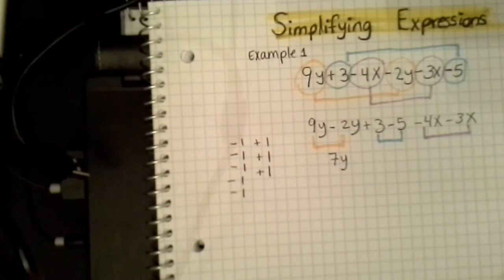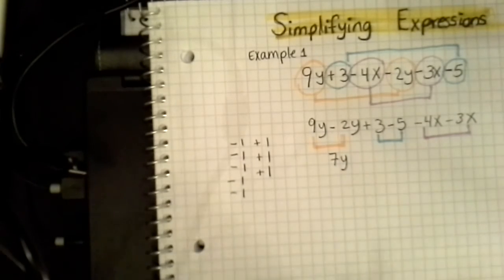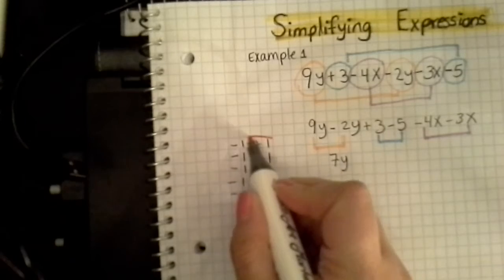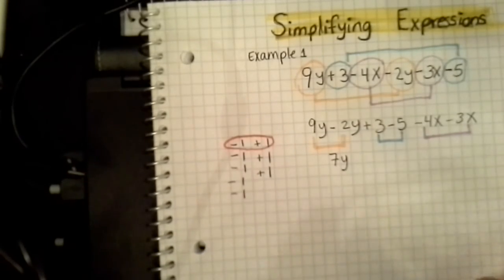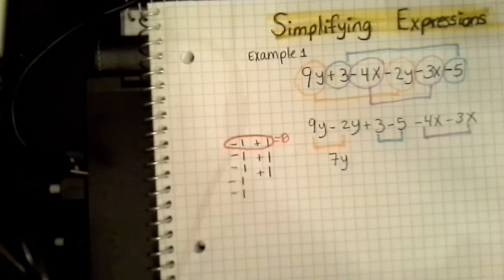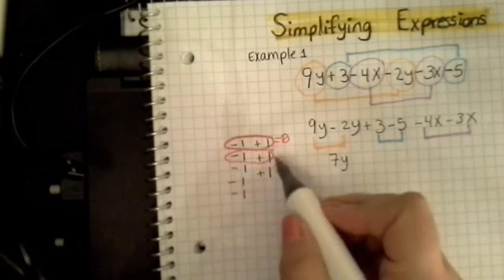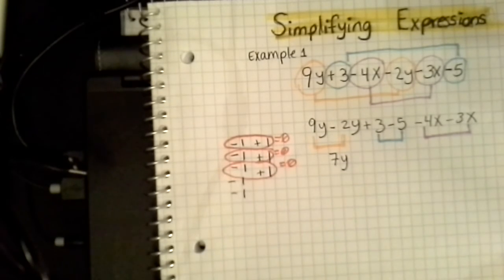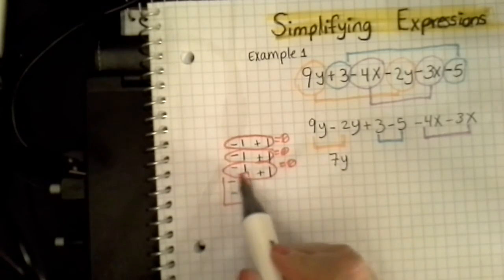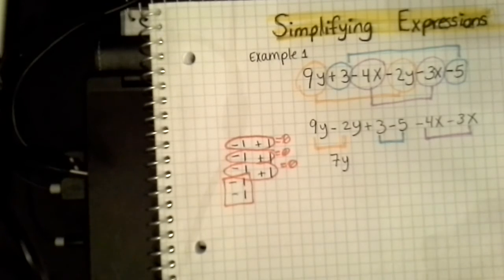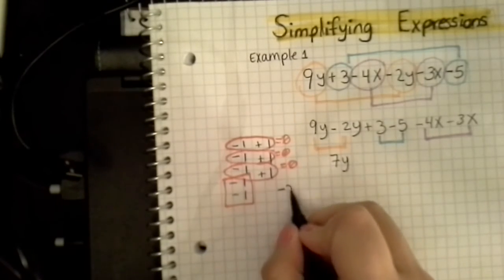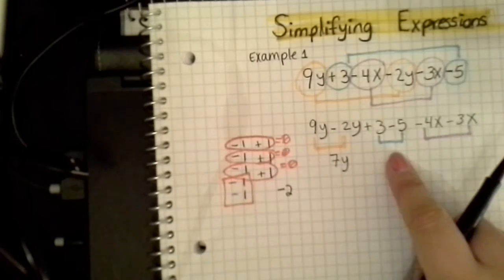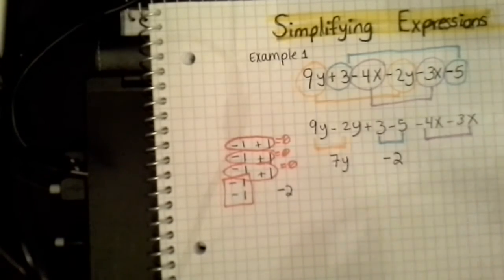Looking at these, this is what we call zero pairs. A negative 1 plus a positive 1 becomes 0, right? A negative 1 plus a positive 1 is equal to 0. A negative 1 plus a positive 1 is equal to 0. So what am I really left over with? I am left with this right here. I couldn't pair them up with any positives. So really, I have two negative 1s. Well, that's just negative 2. So if I combine these two, that would just become negative 2.